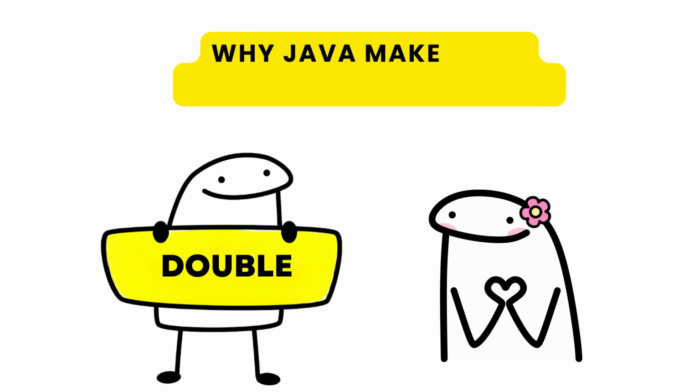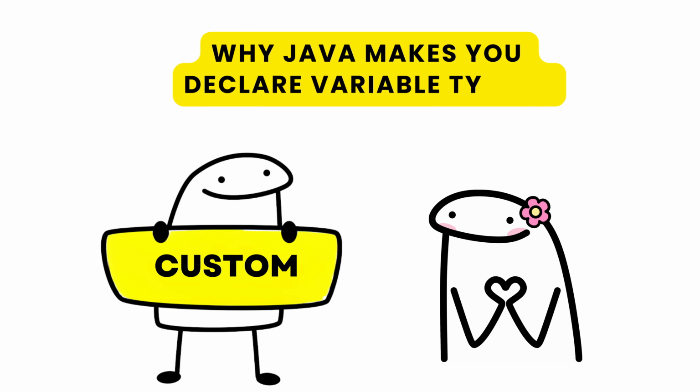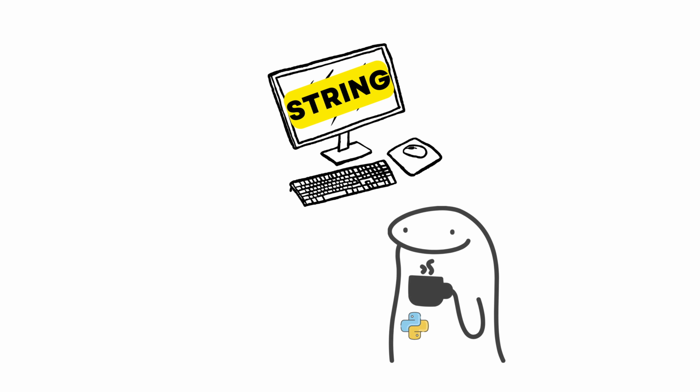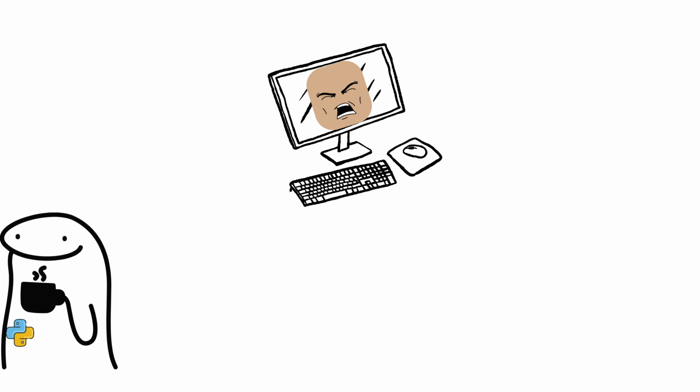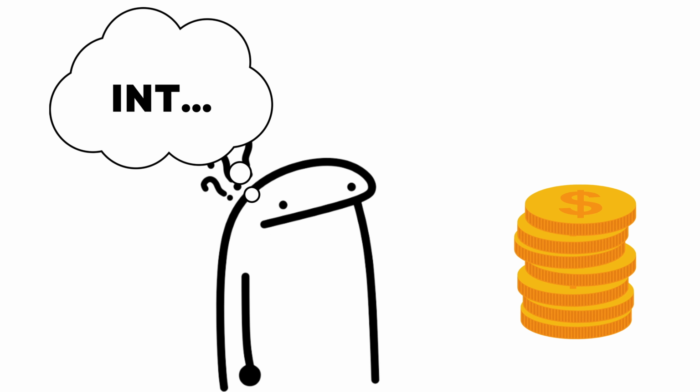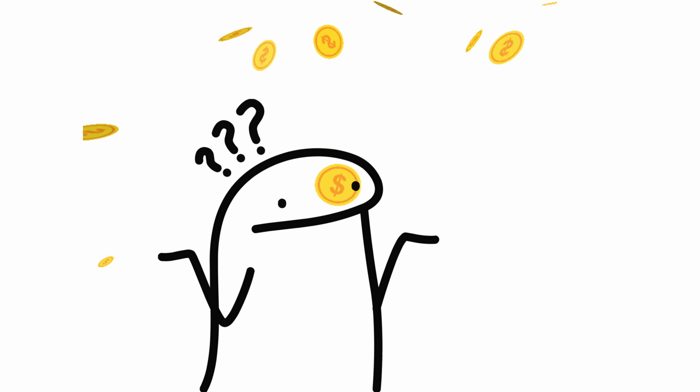Have you ever wondered why Java makes you declare variable types while some other languages like Python let you change them on the fly? That's because Java is strongly typed, meaning every variable must have a defined type.